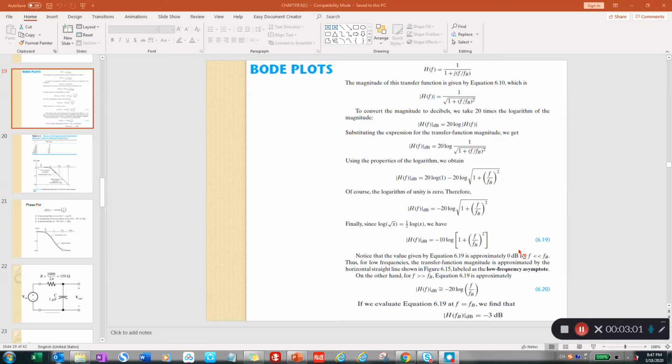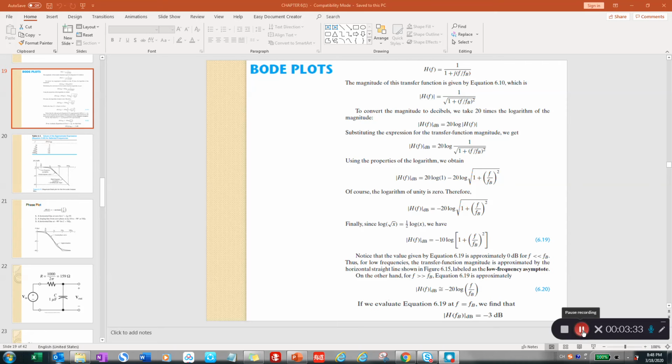If we continue to reduce f, let's say f is less than 10th of fb, then this part will be much smaller. Then we know that the amplitude in dB will be equal to 0. So we know if f is less than 10th of the fb, then all the amplitude in dB will be equal to 0.